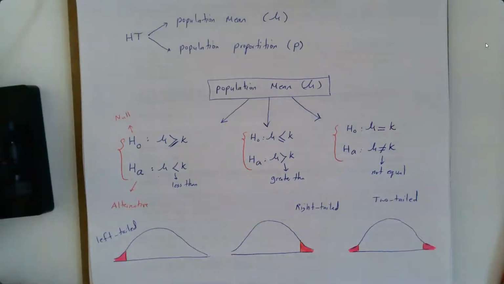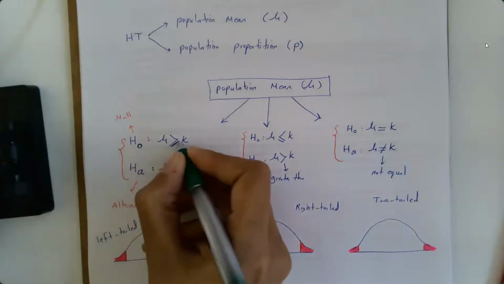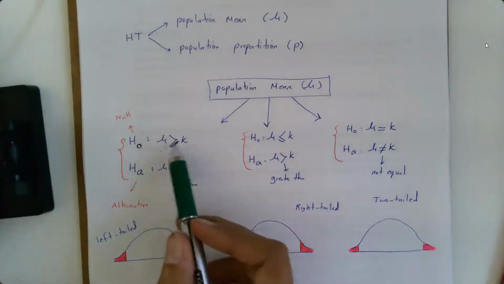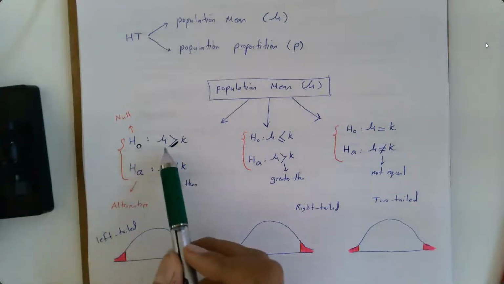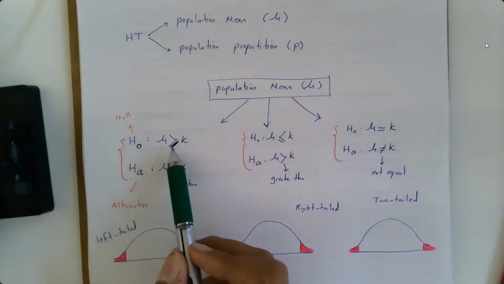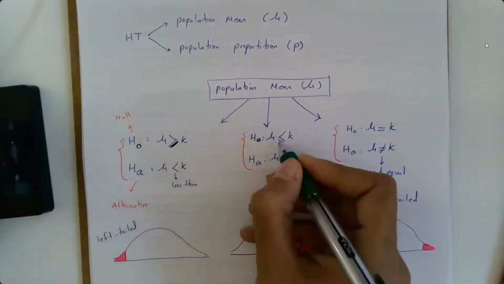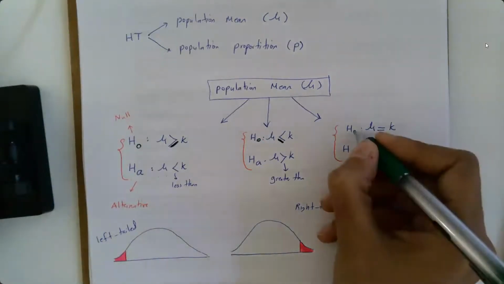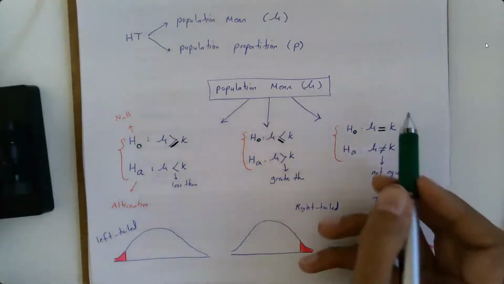So as you noticed, what do we have here? In our null hypothesis, we have equality present somewhere, greater than or equal to. When you're constructing your null hypothesis, you must have equality. Null hypothesis, the mean is less than or equal to k. Null hypothesis, the mean is k. It is equal to k.